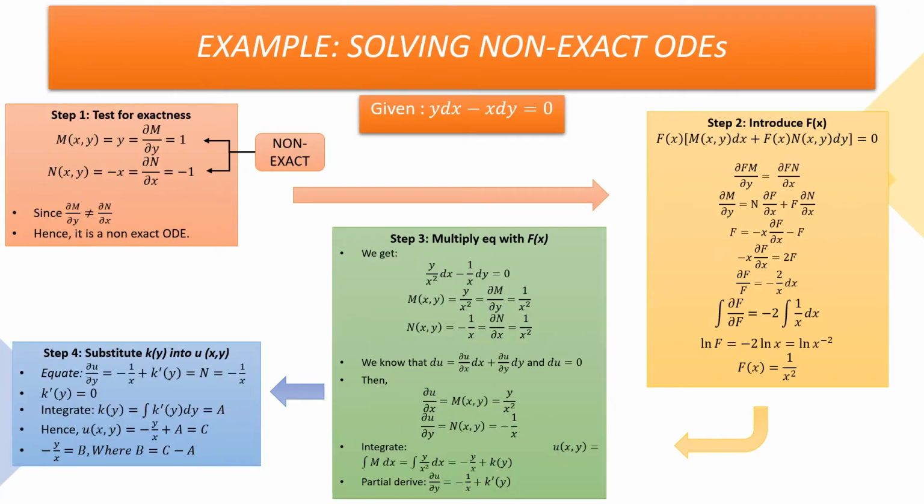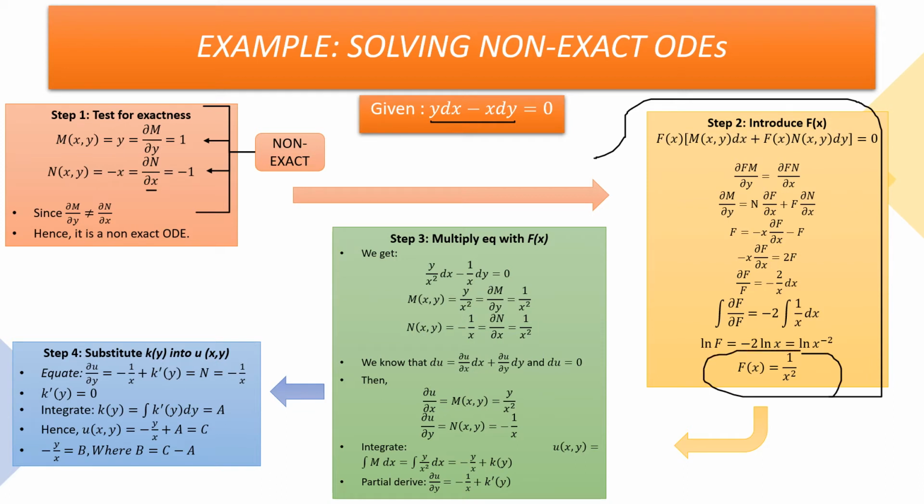Here's an example of solving non-exact ODEs given the equation y dx minus x dy. So when we test it, it is indeed non-exact because partial M over partial y does not equal partial N over partial x. So we have to introduce f(x). So once we do that, we find the integrating factor of 1 over x squared, and we multiply the integrating factor to the original equation to get it to be reduced. And once it's reduced, we just solve it as a normal exact ODE, and hence get the solution over here.